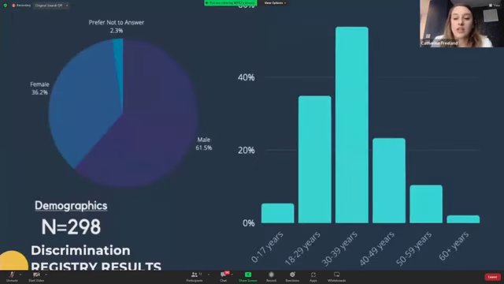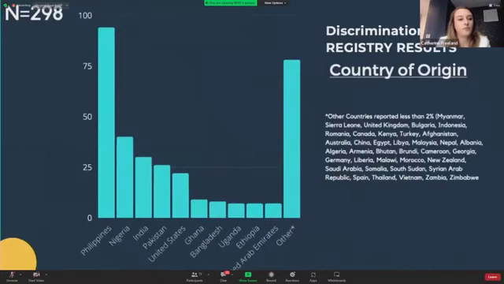Looking at our registry results so far, it's been live since May of 2021, and we received almost 300 responses. Many of the individuals had experienced personal discrimination. You can see the gender and age distribution here on this slide, many between the ages of 30 to 39 and most male. You can see the country of origin distribution. Most commonly, we've heard from the Philippines, followed by Nigeria, India, Pakistan, and the United States.